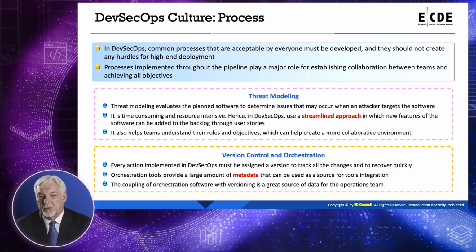Let's talk about version control and orchestration. Every action implemented in DevSecOps has to be assigned a version to track all the changes and to be able to recover quickly if something goes sideways. Orchestration tools can provide a large amount of metadata that can be used as a source for tools integration, a source of knowledge. The coupling of orchestration software with versioning is a great source of data for the operations team, not only when it comes down to information about where you're at within builds, etc., but also to be able to provide faster integrations or a clearer idea of the metrics and what's going on inside.